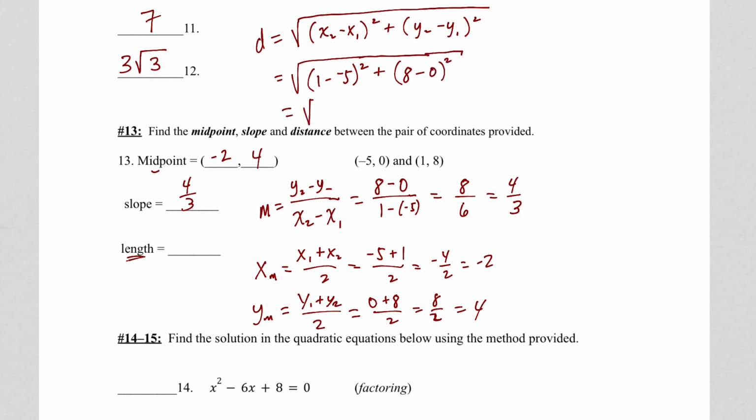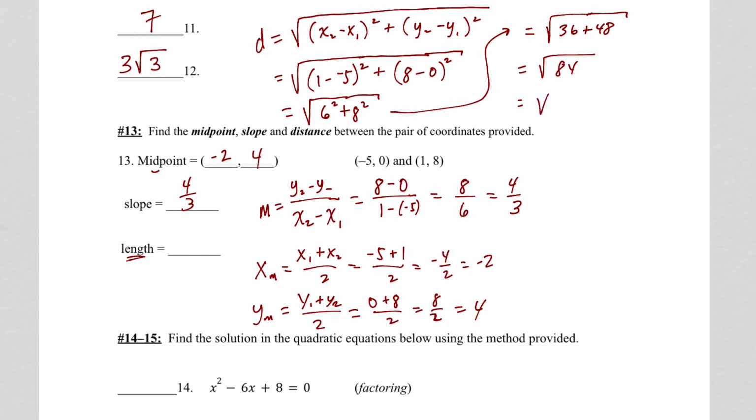And this is going to be 6 squared plus 8 squared. Let me get some more room up here, which is the square root of 36 plus 48, which is the square root of, let's see, 84. That's not a perfect square, but we can rewrite 84 as 4 times 21. And we'll square root the 4 to take it out, and it'll become a 2. So we'll have a 2 on the outside and a square root of 21 on the inside.